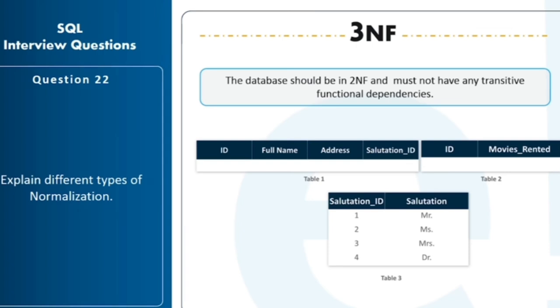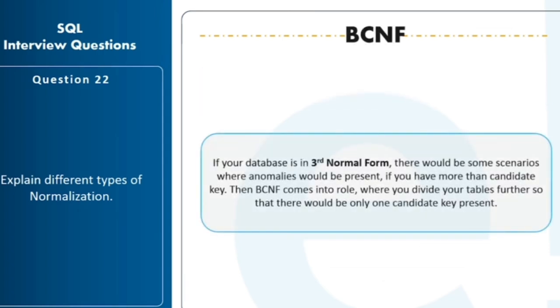Now, moving forward to the final type of normalization, BCNF. If your database is in third normal form and there are still some scenarios where anomalies are present, and if you have more than one candidate key, then BCNF comes into play, where you further divide your table so that there is only one candidate key present.